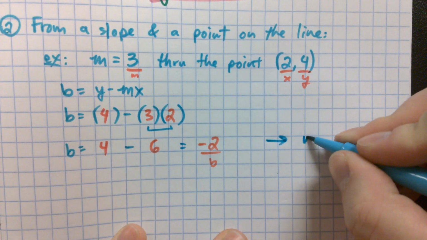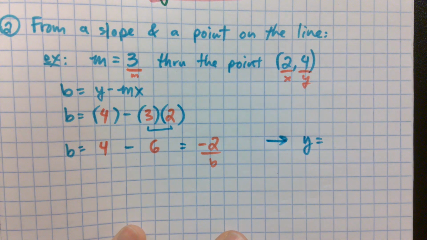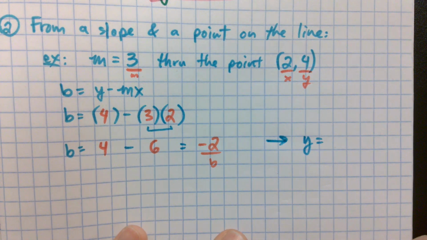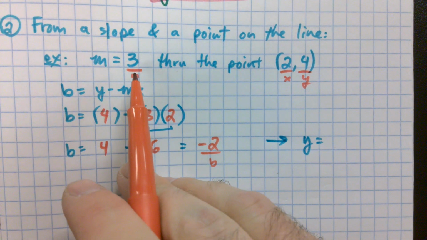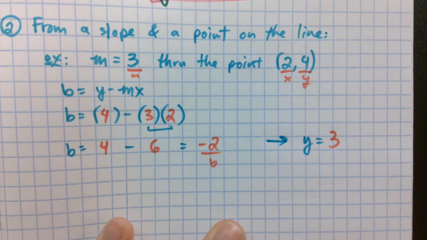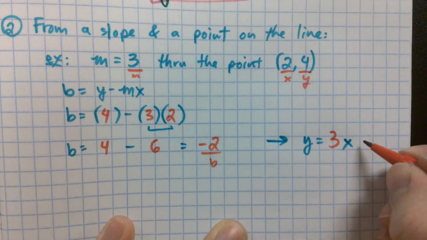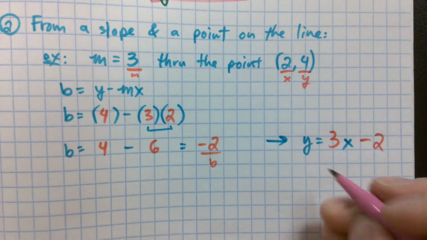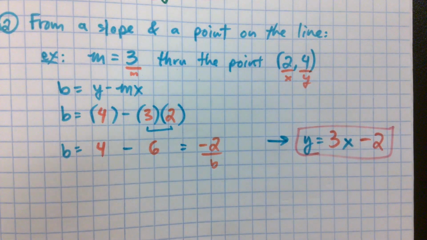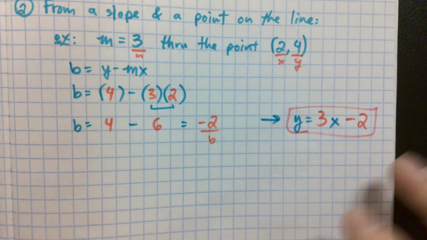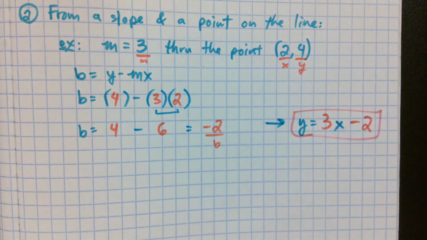Therefore, we can write the equation. Y is equal to, what was my slope again? What's my m? 3. It's given to us in the problem. Y is equal to 3x. And then what was my b? Oh, -2. Negative 2. 3x minus 2. So slightly more work than our first method, but still not too bad.